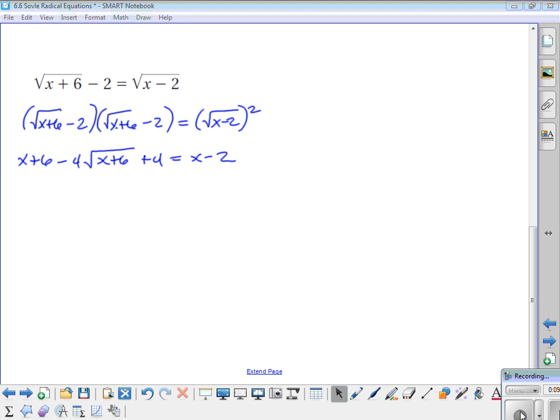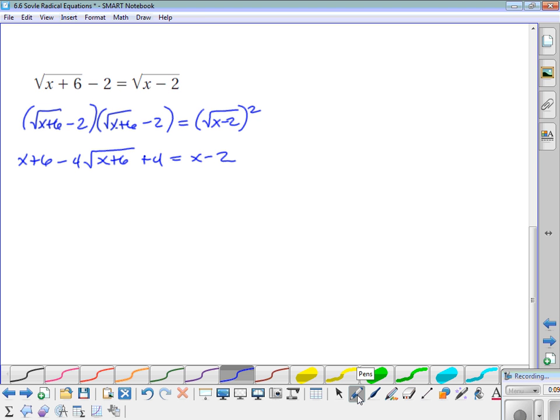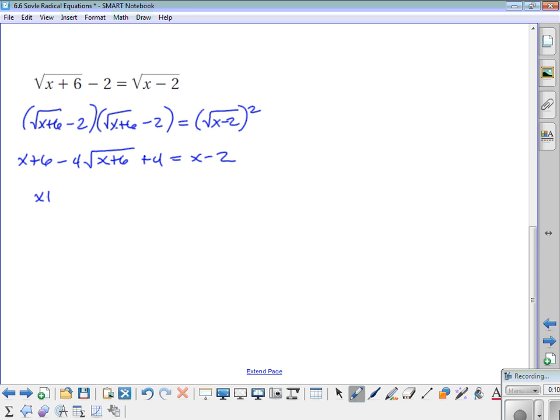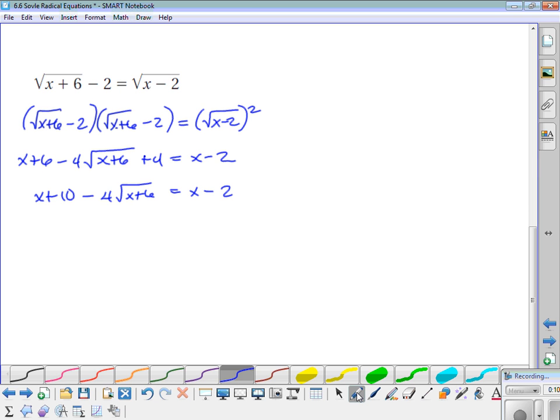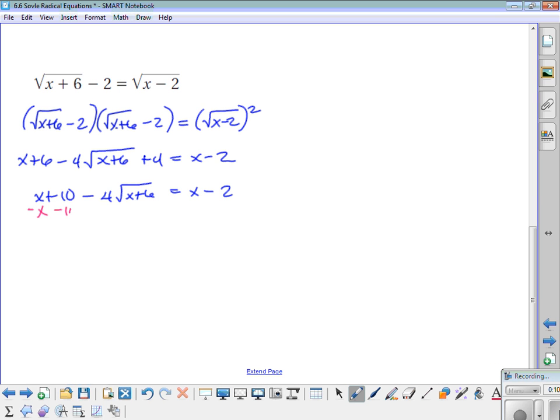All right, so as I was walking around, it looked like most of you were getting there eventually. After you distribute, when you square the left side, you should have gotten x plus 6 minus 4 times root x plus 6 plus 4. And then if I combine the 6 and the 4, I have x plus 10 minus 4 times the square root of x plus 6 equals x minus 2.